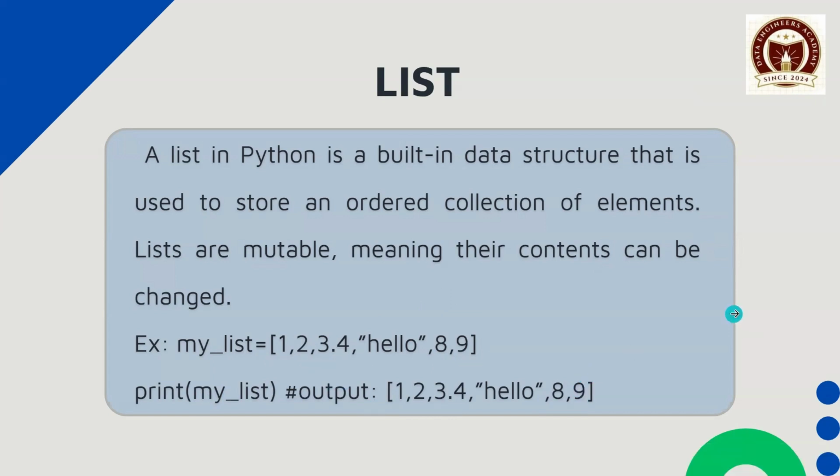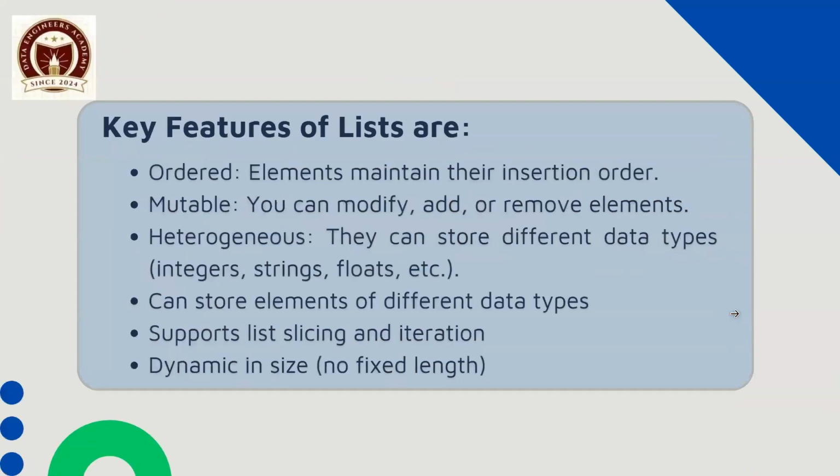Now let's talk about the amazing features that make lists so powerful in Python. Ordered collection. Lists maintain the order of elements as they are inserted. This means that when you retrieve elements, they appear in the same order you added them. Lists are mutable, which means they can be modified. Unlike tuples, lists allow modifications. You can change, add, or remove elements easily.